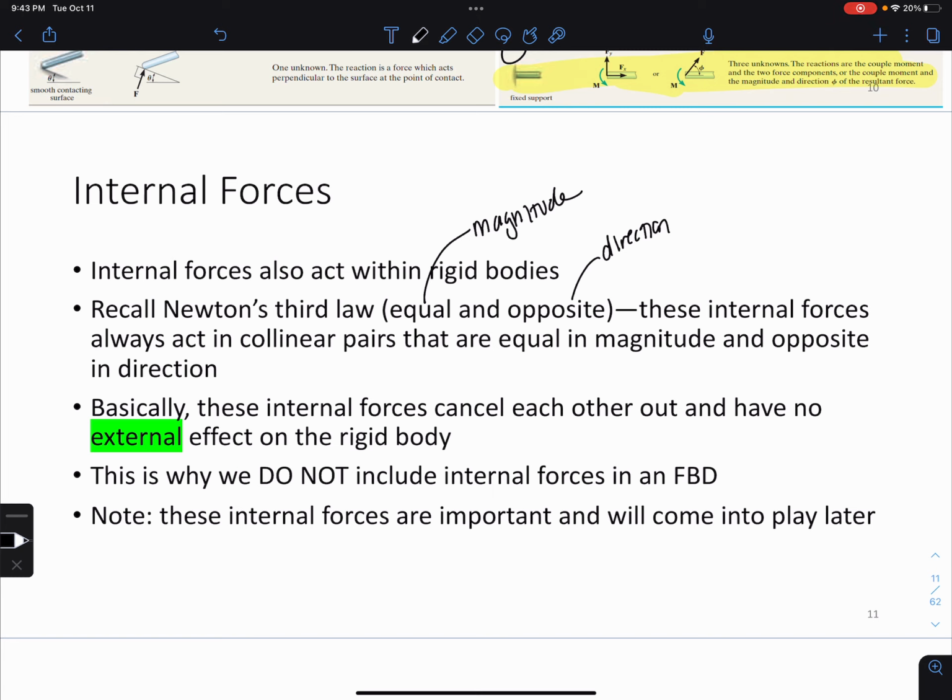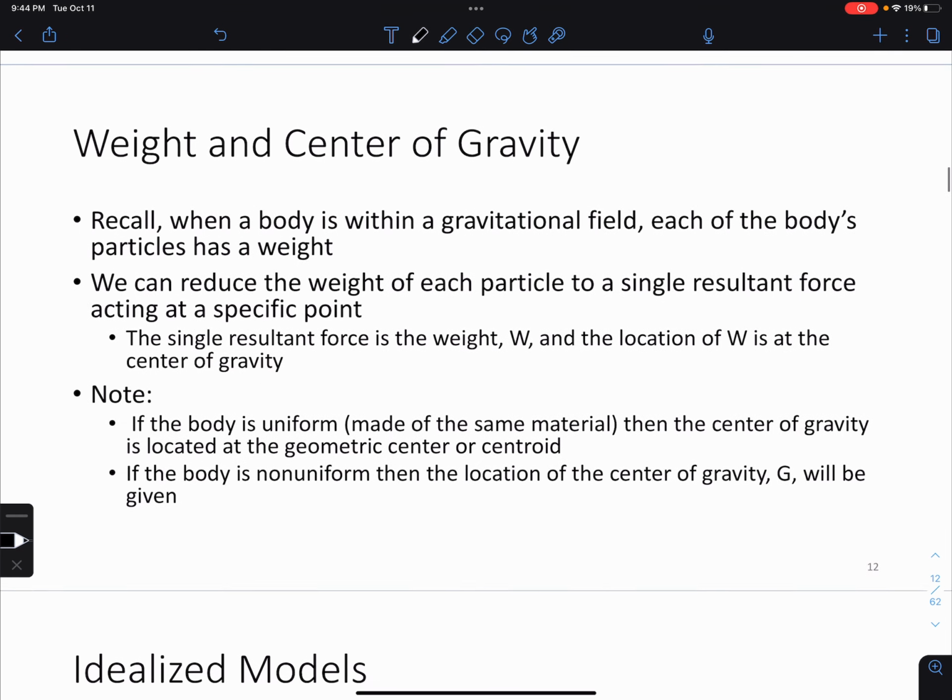Later on, when you get to mechanics of materials, these internal forces will become really important because they're going to lead to calculating the stress of a system. Right now, we're not dealing with stresses because in this class we're trying to figure out everything that's happening externally in the structural system. Once we get to the point where we're discussing stresses, then you can worry about internal forces. But for now, we're going to focus on external forces.